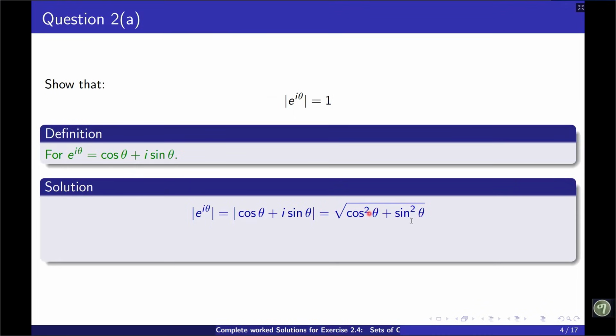The real part of this complex number is cos θ and the imaginary part is sin θ, so its norm is the square root of cos² θ plus sin² θ. By the trigonometric identity, cos² θ plus sin² θ for an arbitrary angle θ is 1, so this is the square root of 1, which is 1. Therefore, this is the proof that the norm of e to the power of iθ is always 1.